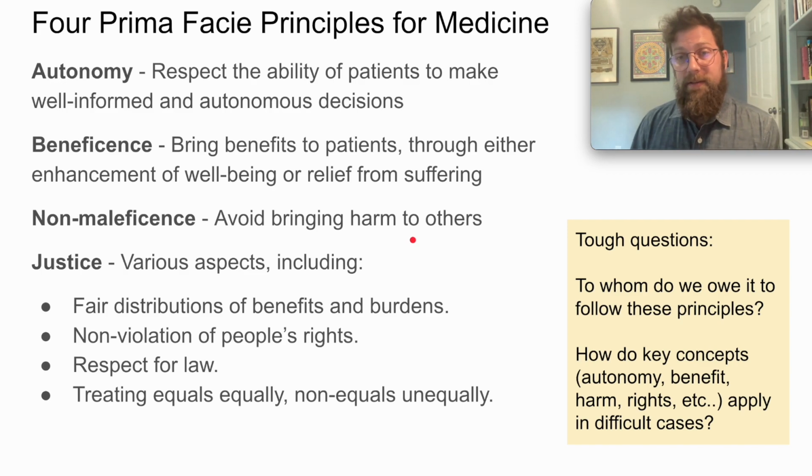We might also notice that in order to apply these principles well, we actually have to start reflecting pretty deeply about what some of these key concepts mean. So for instance, if we have to respect the autonomous decisions of patients, well, we have to ask, what does it mean for somebody to be acting autonomously? We can also start to ask, what is a benefit to a patient? Does it make them healthier by some objective measure, or is it just giving them what they want?